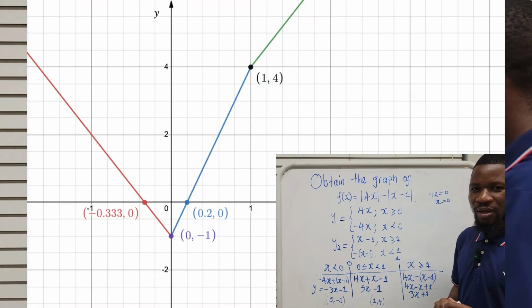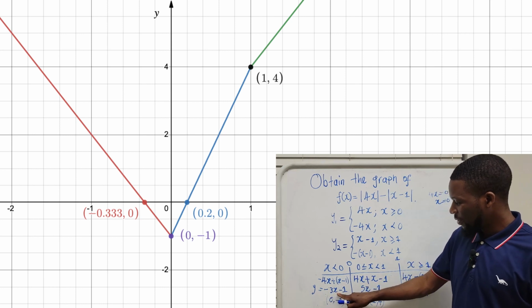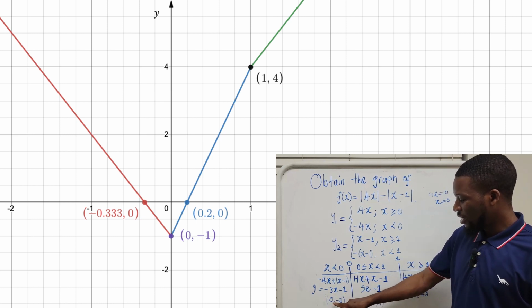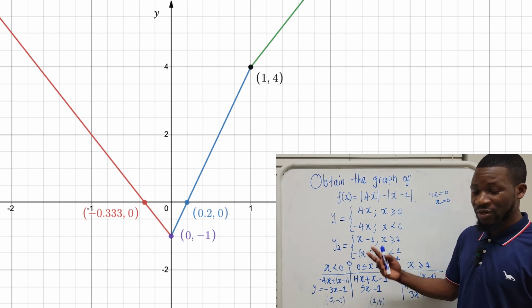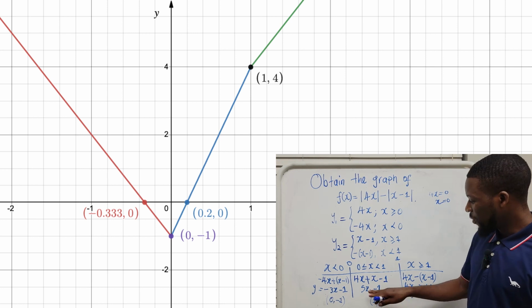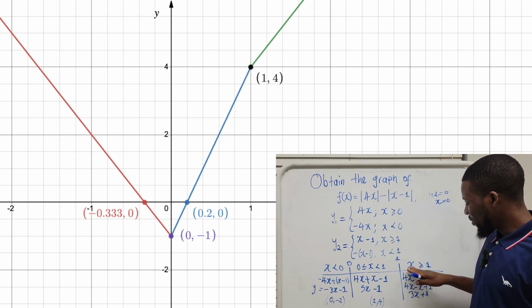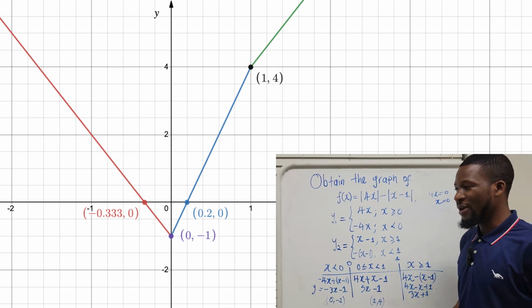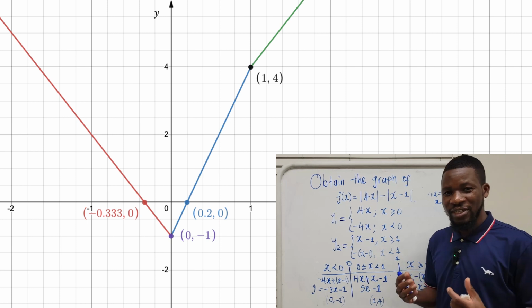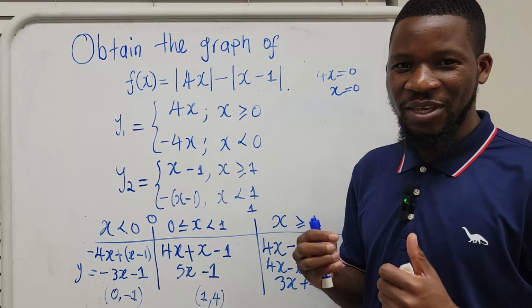Okay. As you can see, the red graph represents the line y is equal to -3x minus 1, where it is starting from (0, -1) and going to the left. And the middle graph, which is in blue, is the graph of 5x minus 1. And the green graph is the graph of 3x plus 1. But observe that this is only for all the values of x that are greater than or equal to 1. So this is how we sketch the graph of the sum of two absolute value functions. Thank you for watching.